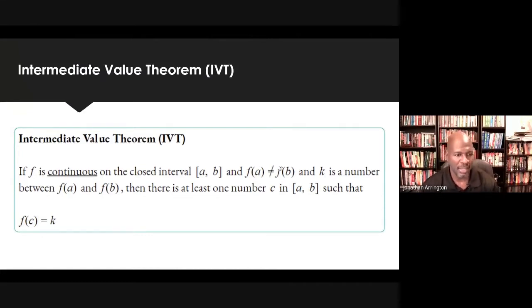It's well recognized. All right, but anyway, so the intermediate value theorem, IVT, states if f is continuous, and notice I underline continuous, that's pretty important. It's continuous on the closed interval [a, b], and f(a) is not equal to f(b), and k is a number between f(a) and f(b), then there is at least one number c in (a, b) such that f(c) = k.